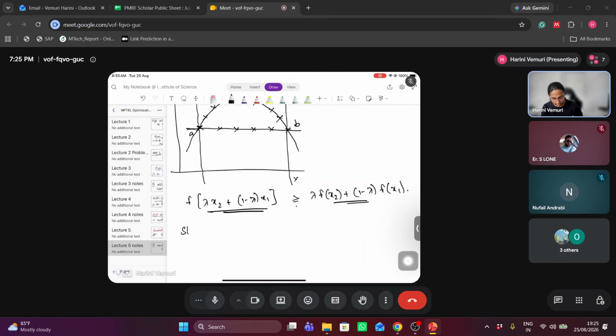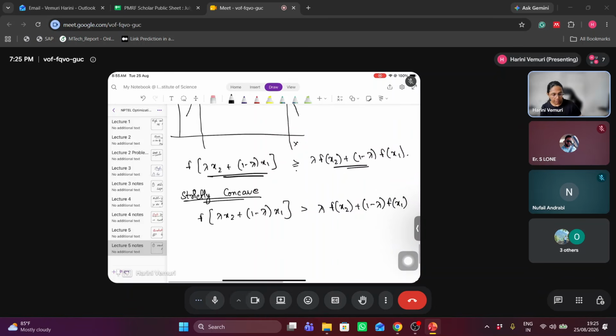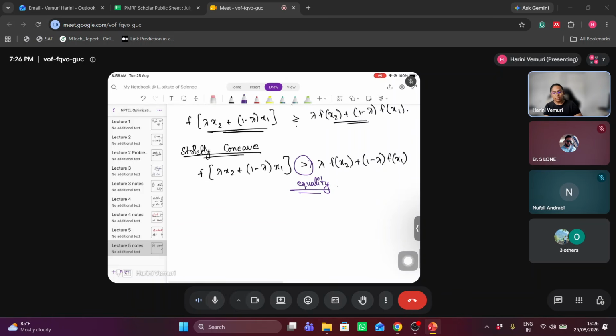So in the case of strictly concave, we have f of lambda x2 plus 1 minus lambda x1 is greater than lambda f of x2 plus 1 minus lambda f of x1. Here we don't have an equality sign, only a greater than sign in the case of strictly concave. And also, sir discussed a few theorems related to it.